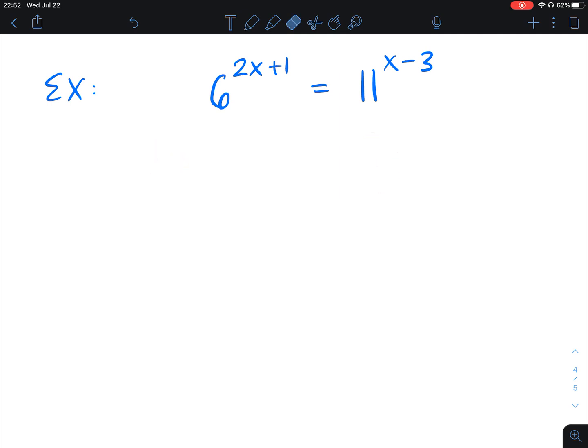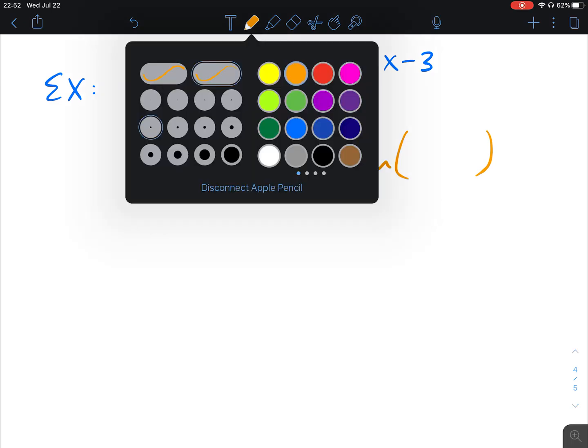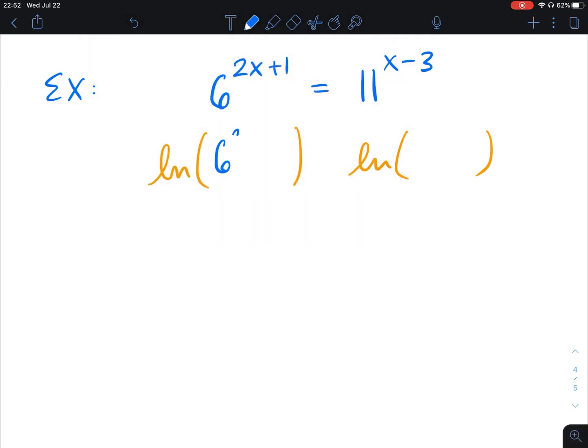I could have just as readily thrown an ln to both sides. Maybe I'll stick with ln. It's 2 letters instead of 3, so I'll just be a little lazy. So I'm going to do the natural log of both sides of this equation. And again, algebraically, we haven't broken any rules because we're doing the same thing to both sides.